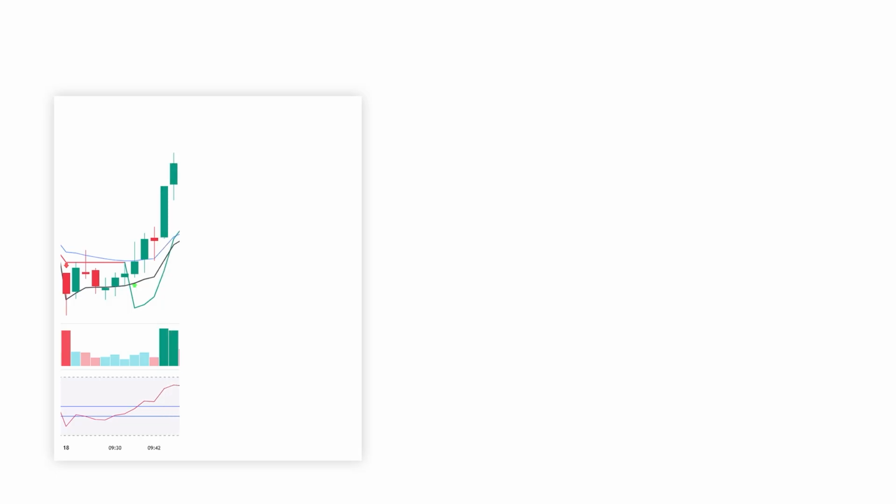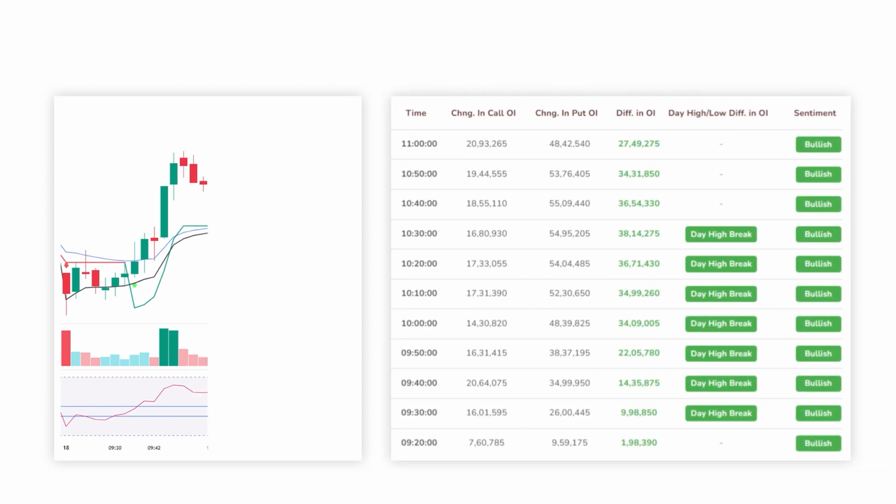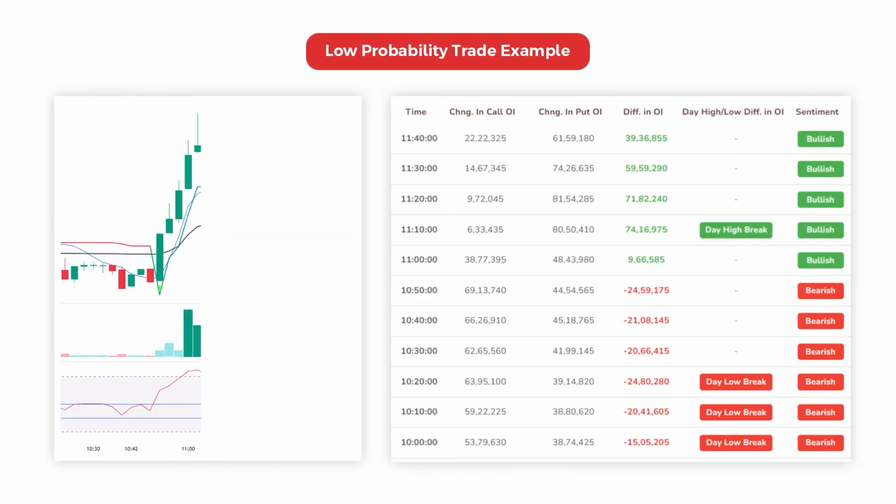In this example, you can see it is a high probability trade. The volume is ascending, RSI is below 75, everything is matching with the data, and you can check trending OI as well. Trending OI is also supporting us. So this is a high probability example. Next one is a low probability example. Here you can see the candle formation and volume, everything is the opposite of a higher probability trade. So this is an exact low probability candidate.